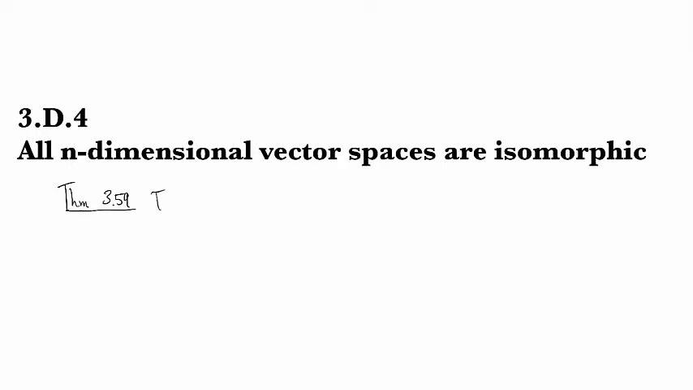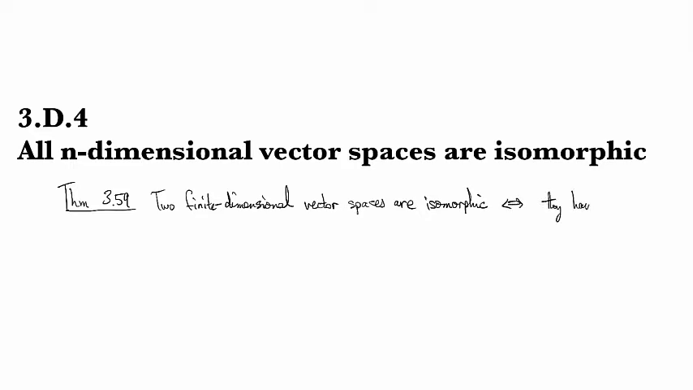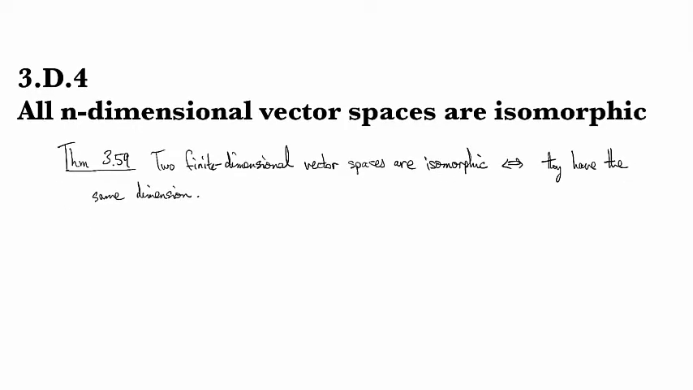So let's say two finite dimensional vector spaces are isomorphic if and only if they have the same dimension. Okay.